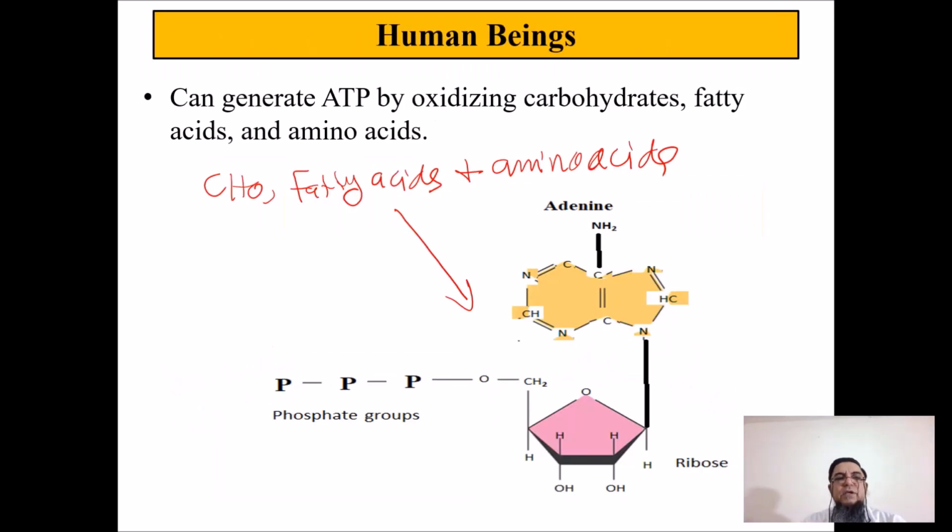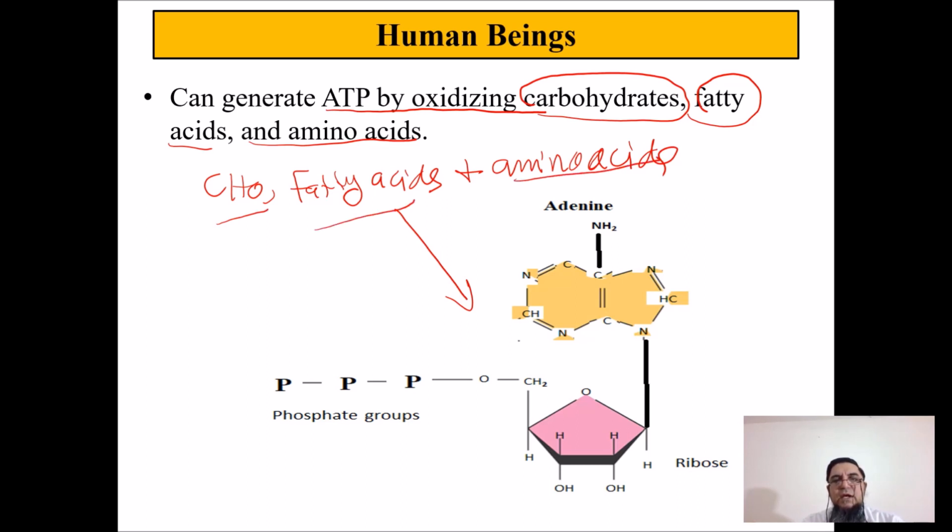Human beings can generate ATP by oxidizing carbohydrates, fatty acids and amino acids. So carbohydrates, fatty acids, and amino acids are oxidized, and once they are oxidized they generate ATP.